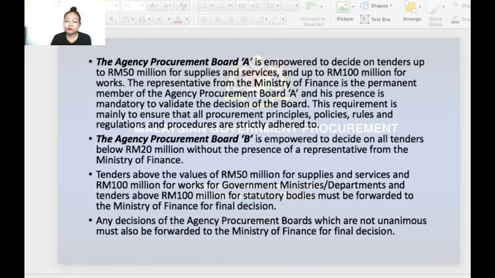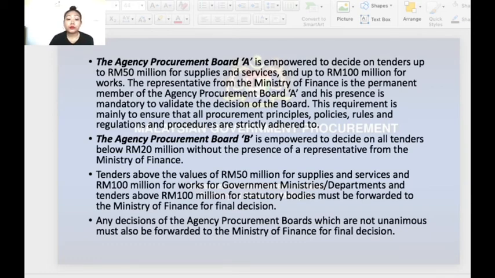million ringgit. So the membership of Procurement Board A includes a permanent representative from the MOF to ensure that all procurement principles, policies, rules, regulations and procedures are followed, yeah?